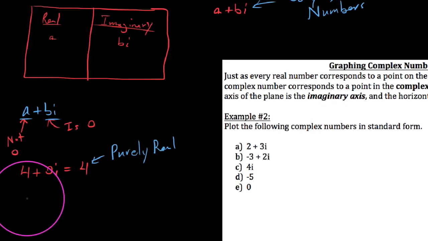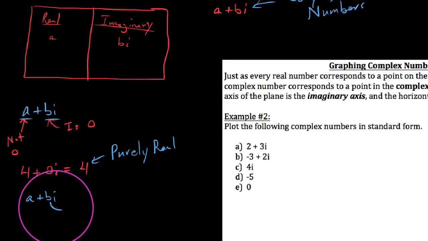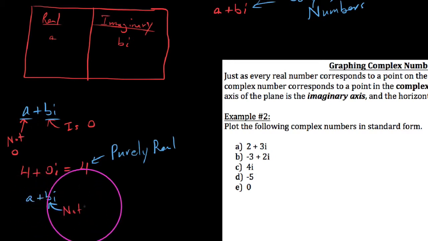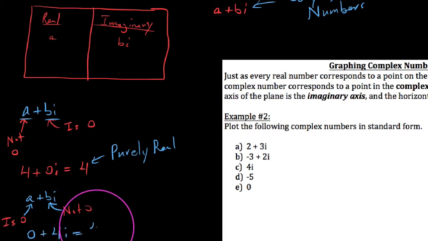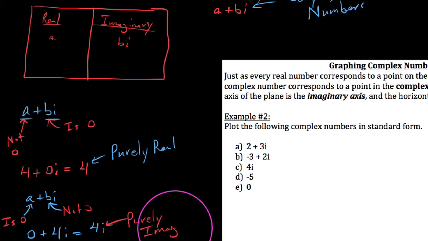If we were to have a number a plus bi where the b part is not 0, but the a part is 0, then we would have a number like 0 plus 4i, which would equal just 4i. And we would refer to this as a purely imaginary number. If it has both an a and a b part, then we say it's just a complex number. All of these are complex numbers.